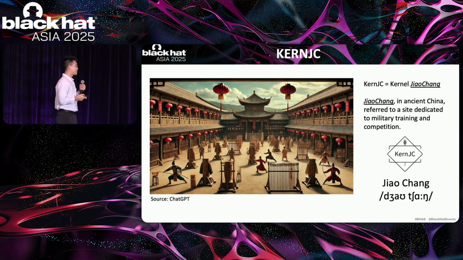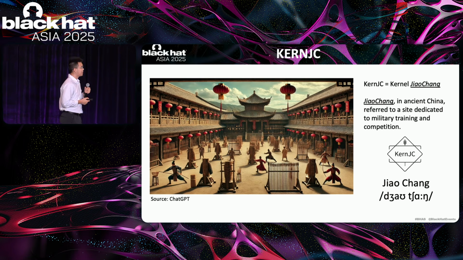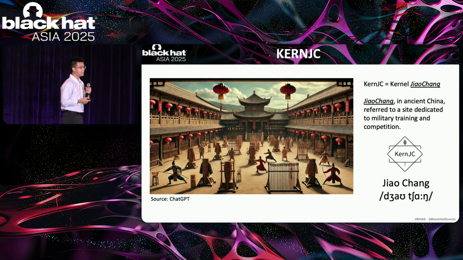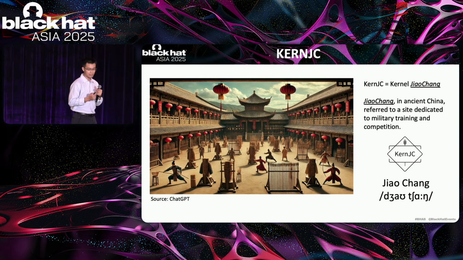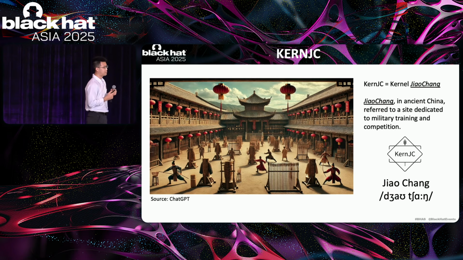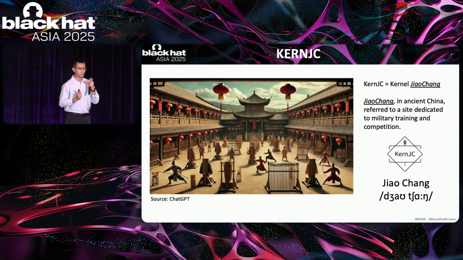Okay, now let's talk about some interesting things. So why do we call it KernJC? Actually, Kern is kernel, right? This is very intuitive. And JC is actually 教场 in ancient China, and it referred to a site dedicated to military training and competition. So we want to name it KernJC, meaning it will help you easily build a training site for your reproduction.